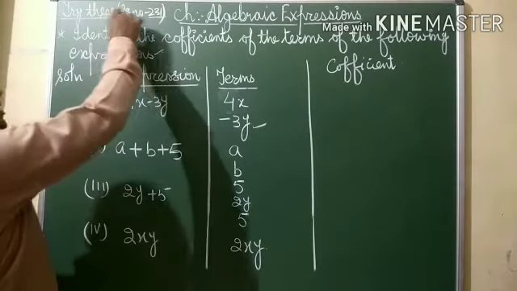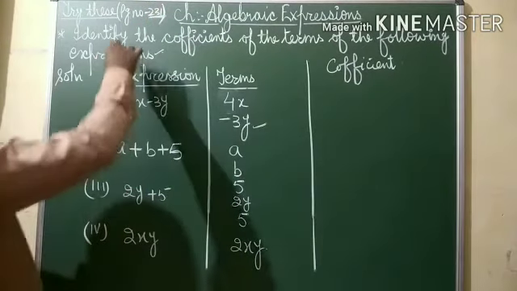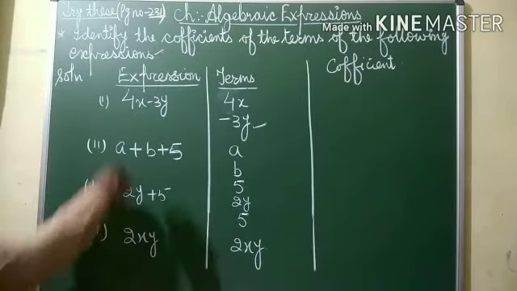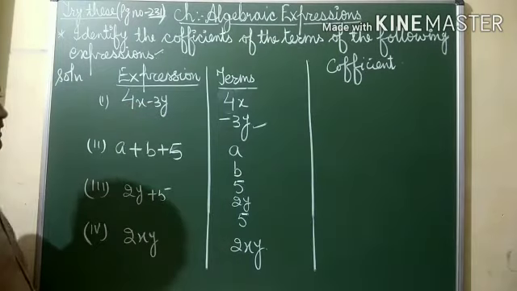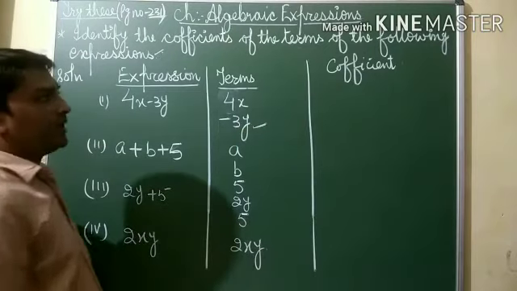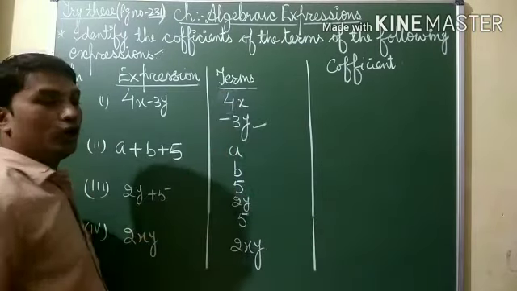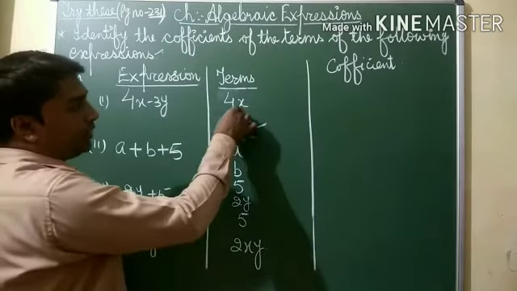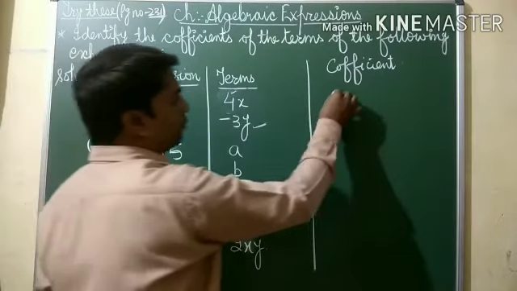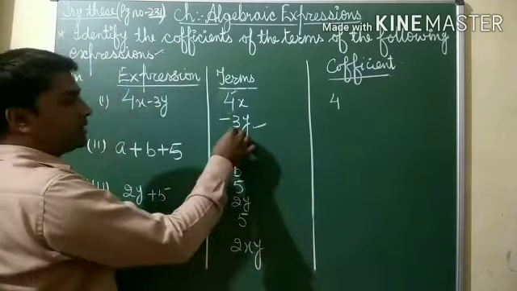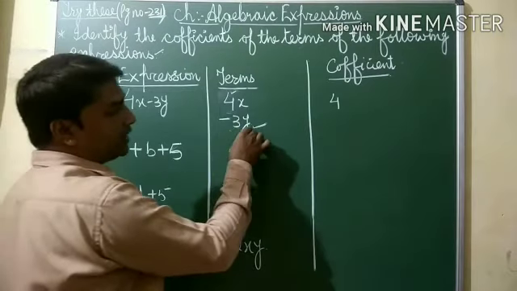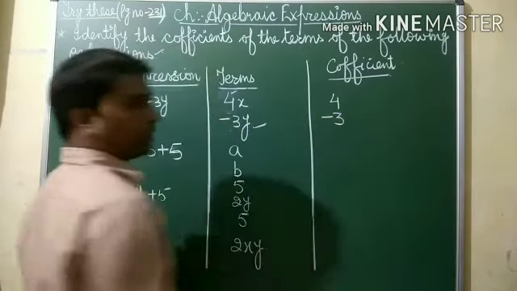Next is Try These, page number 231. Identify the coefficients of the terms of the following expressions. So first we have the expression 4x minus 3y, which contains the terms 4x and minus 3y. We know that the numerical factor of any term is called the coefficient of that term. Since 4x has numerical factor 4, the coefficient of 4x is 4. And minus 3y has numerical factor minus 3. Therefore, the coefficient of minus 3y is minus 3.